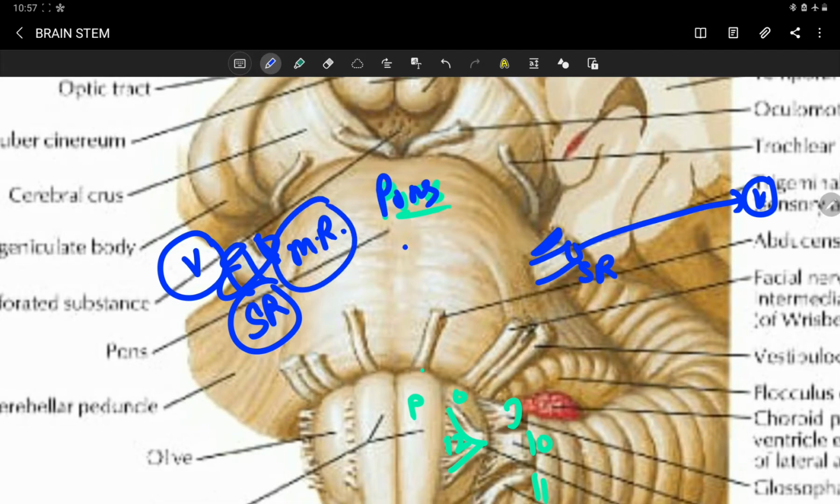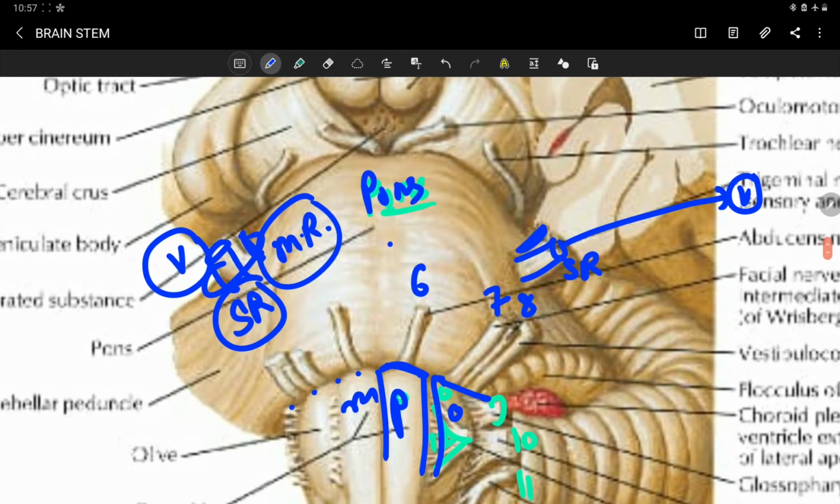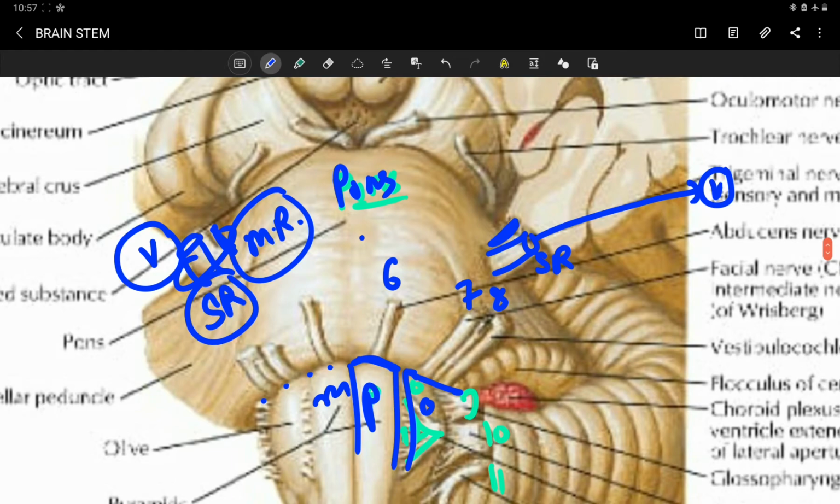At the pontomedullary junction, this is the pons and this is your medulla. At this junction you can see your other cranial nerves. At the pontopyramidal junction, this is the pyramid of the medulla, your 6th cranial nerve is emerging out. And at the ponto-olive junction, this is the olive, you can see the 7th cranial nerve and 8th cranial nerve emerging out. Here you can see this is the 7th cranial nerve, and this is your 8th cranial nerve.